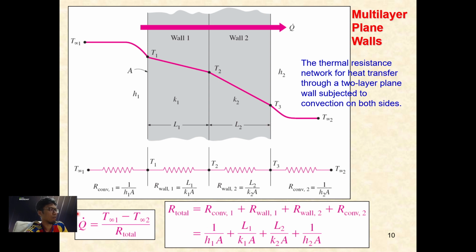Easy. If you are supplied with R convection, R wall conduction for wall 1, R wall conduction for wall 2, and R convection for the environment on the cooler side, you can easily get Q dot here. Okay.